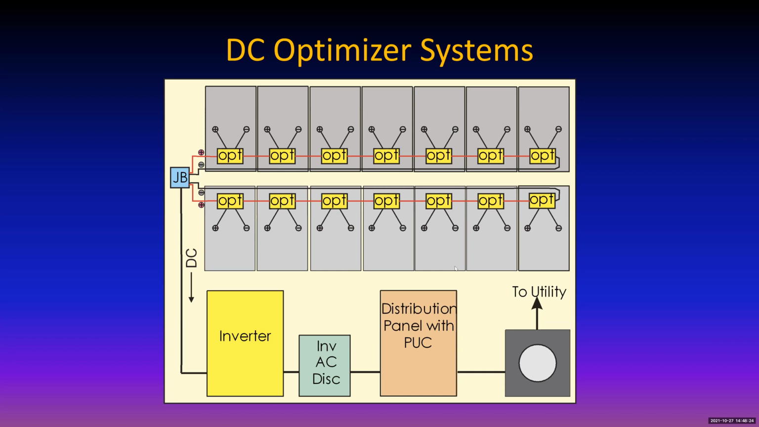But the other part is the fact that these optimizers and these microinverters enable these modules to operate independently of each other. And in a residential case where shading is sometimes a problem from trees, whatever, it's very convenient not to have shading of one module affect the performance of another module.